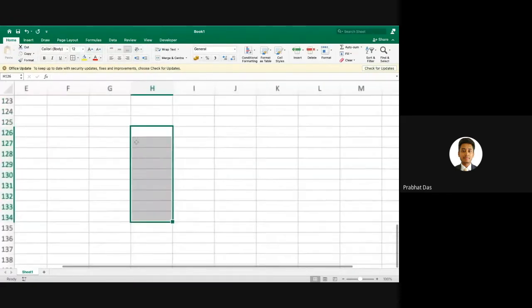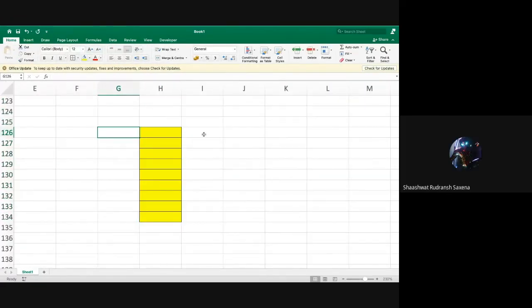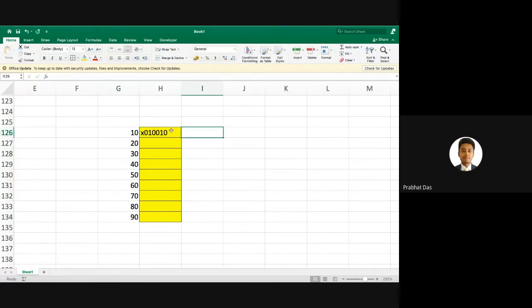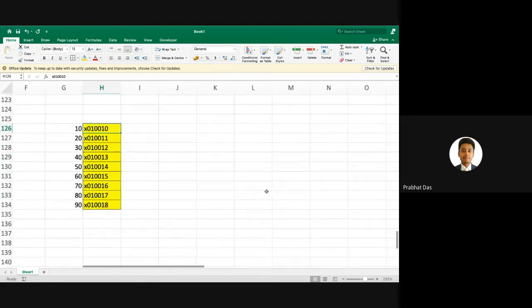Let's say this is one memory location, and these are the memory locations that we have. For 10 we have this memory location, for 20 we have this memory location, for 30 we have this memory location, for 40 we have this memory location, and for 50, 60, 70, 80, 90 we have these memory locations. Now let us have a processor as of now.